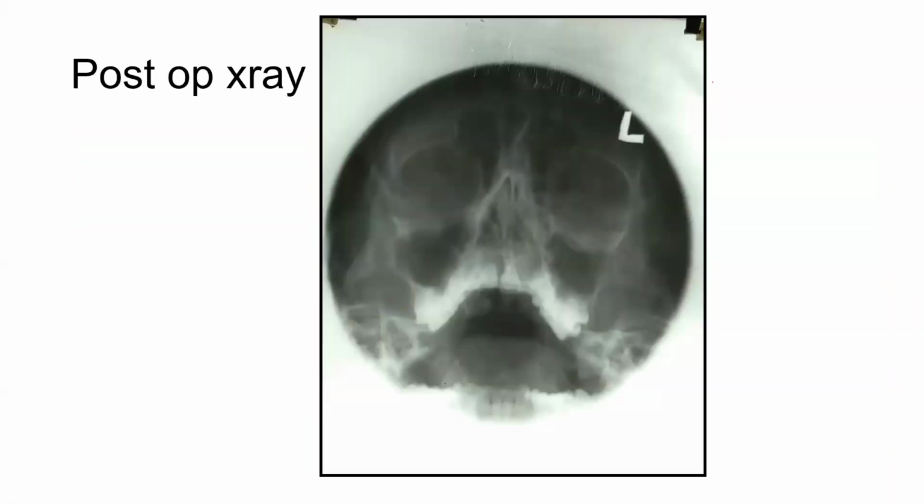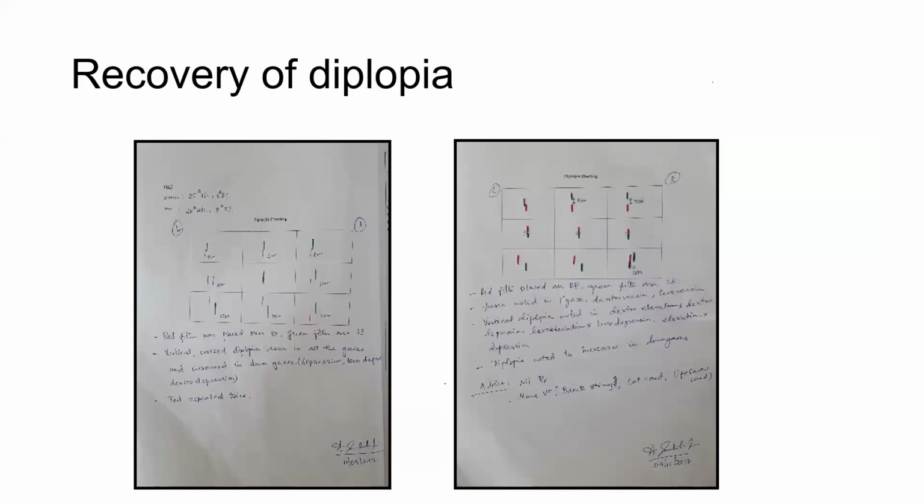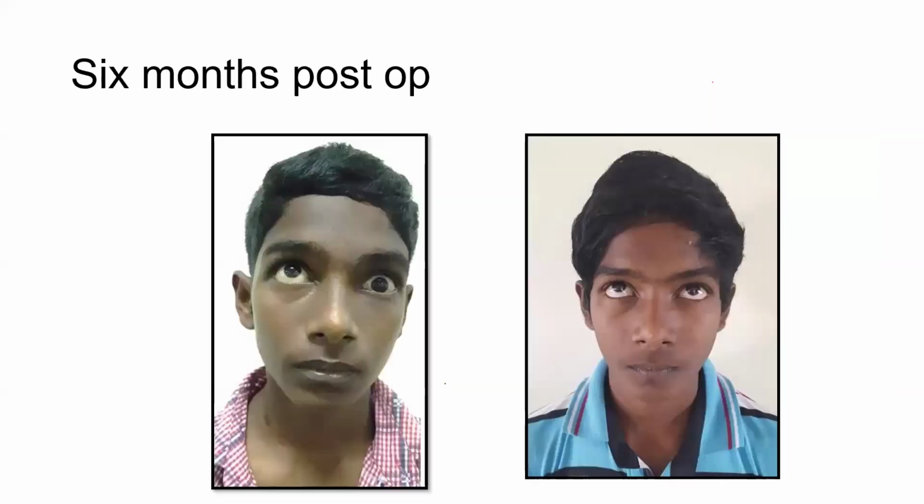This is a post-op X-ray. Again, the recovery of diplopia. For this patient, he definitely had better vision or absence of diplopia in both the straight gaze and the superior gaze. But he still had diplopia in the downward gaze. This is the range of eye movements from how it was to how it is now after 6 months. You can see the difference in the range of eye movements, but still it is not complete, there is some amount of restriction, which is because of the late reporting.